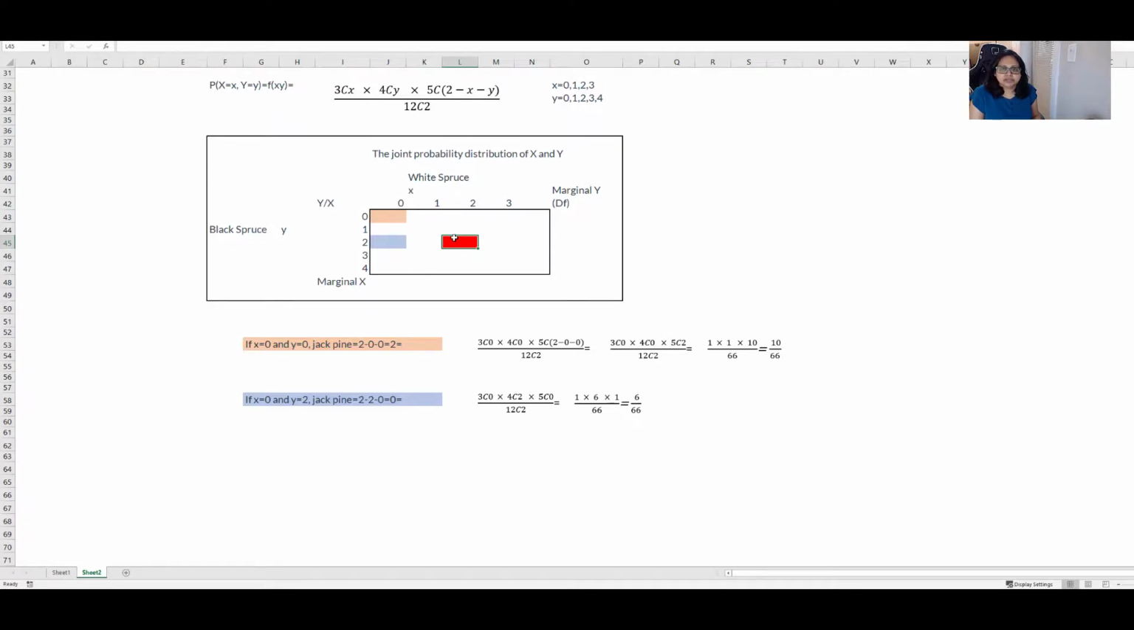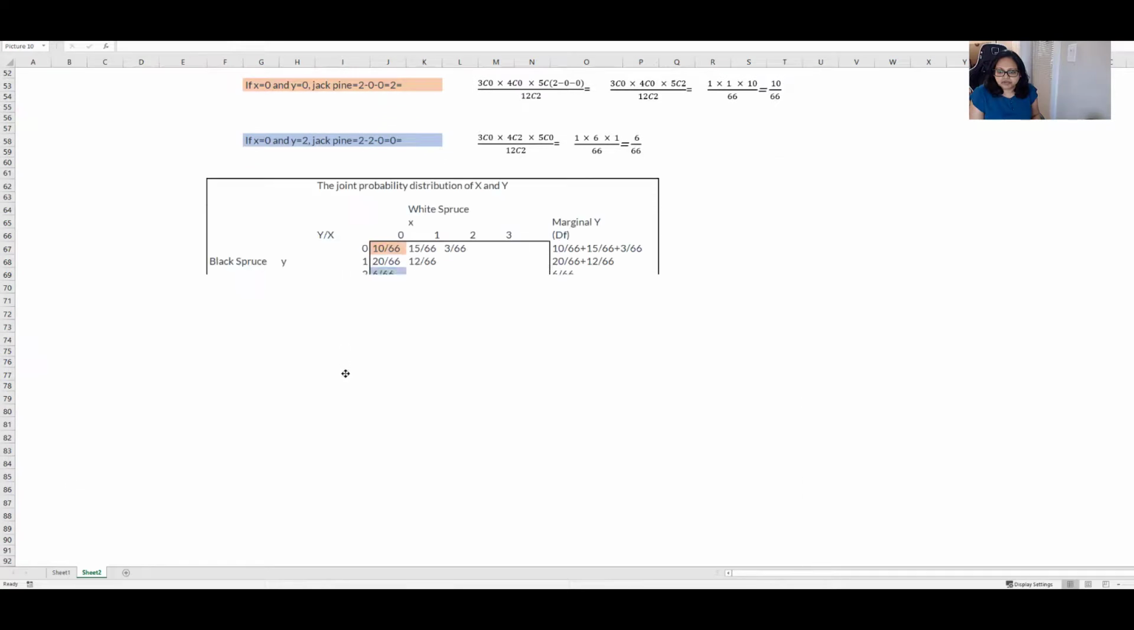Also, sometimes students make mistakes. They say that whenever we don't have any value, let's add 0. But 0 means there is a possibility, and there is no possibility that we will have 2 white spruce, 2 black spruce. So in many places you will see that you can keep it just blank, or you can say not available, not possible.